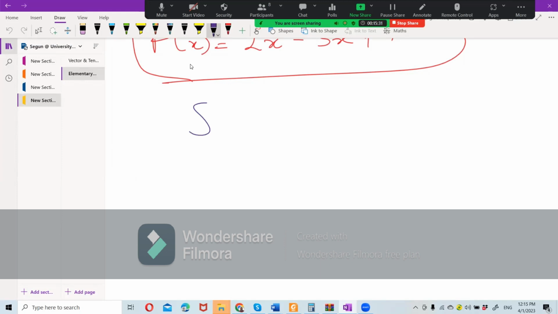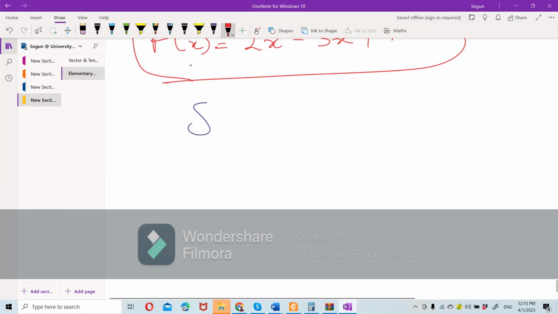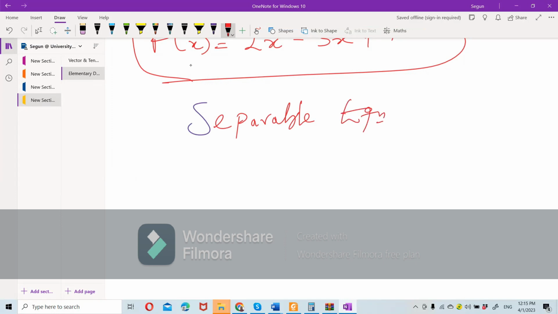So today we'll be looking at separable equations. So what are the steps we need to take in solving this? When you have the general function dy/dx equals p of x times q of y.